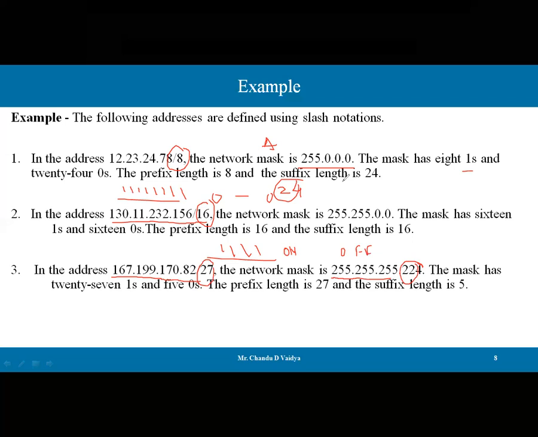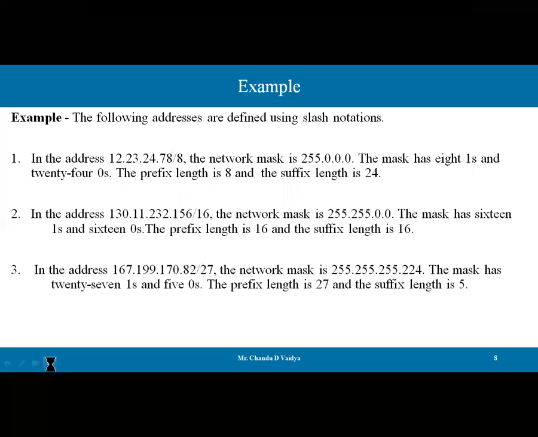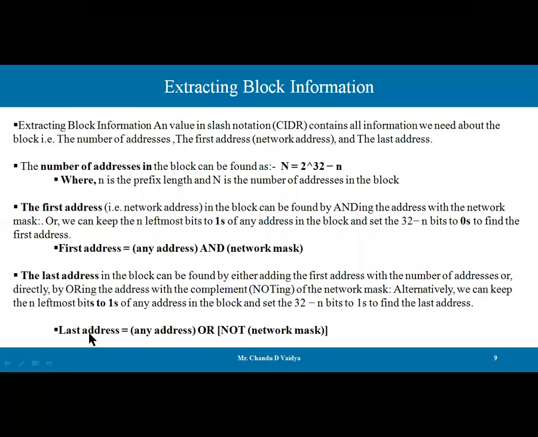So this is another example we have chalked out for this calculation. Now let's see how that information is going to be extracted for the specific purpose. Let's take extracting the block information. Which type of information is going to be extracted? Extracting the block information from the value of the slash notation, CIDR, that contains all the required information about, let's say, the number of addresses, the first address and the last address.